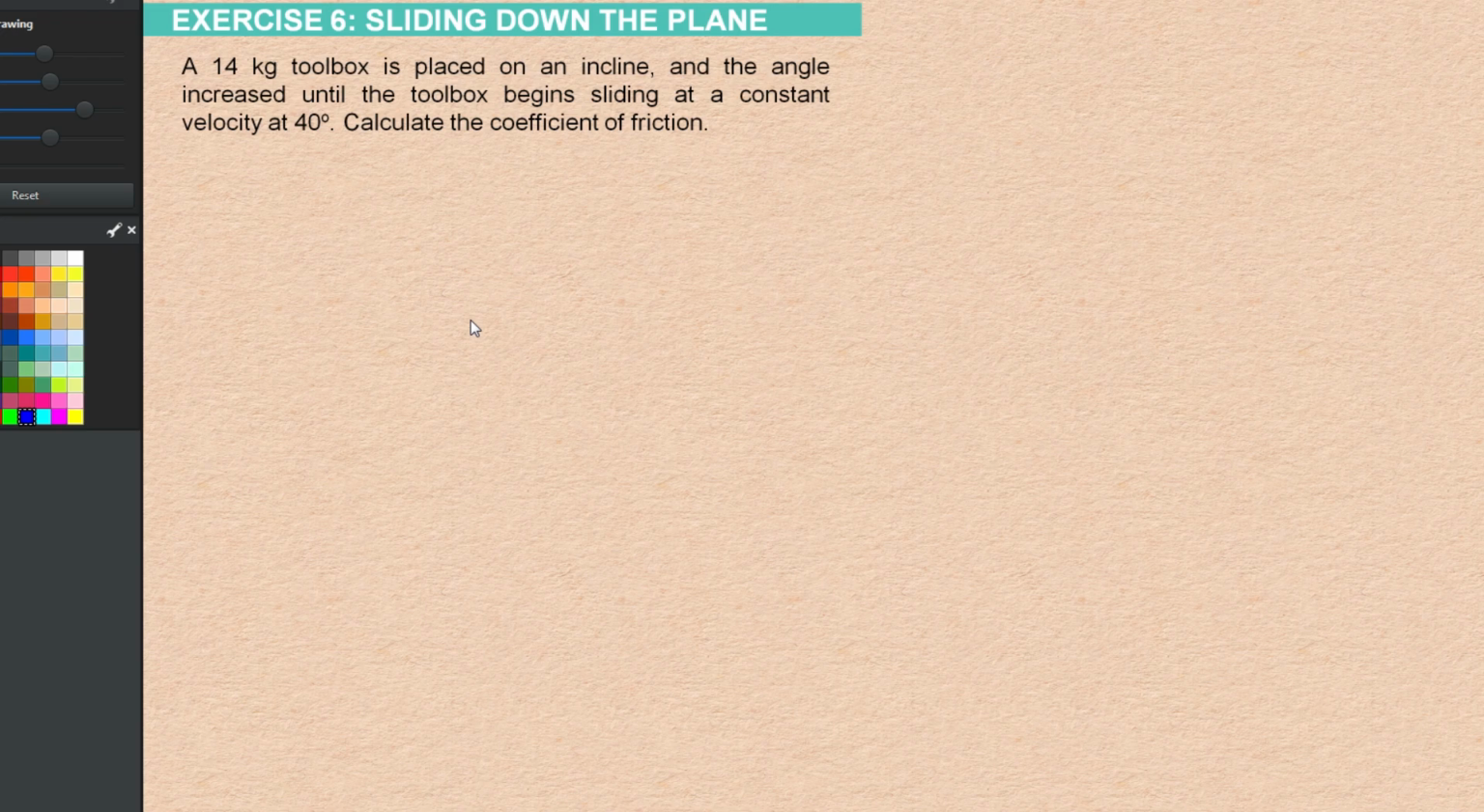Hi everyone, this is exercise 6 from lecture 4, and here we're talking about a toolbox that's placed on an incline and the angle's increased until the toolbox begins to slide down. A few things of note here: an incline is short for an inclined plane.